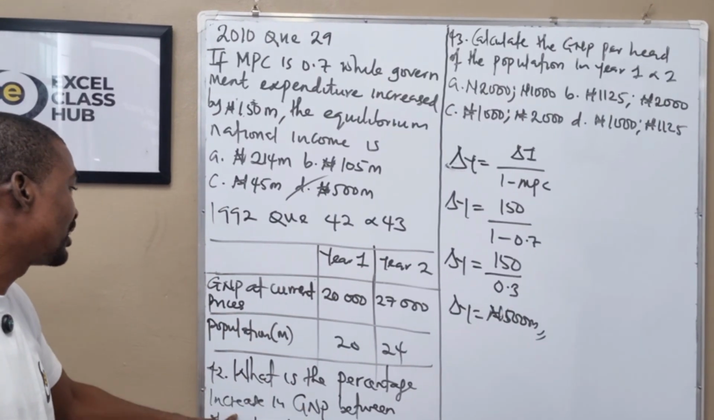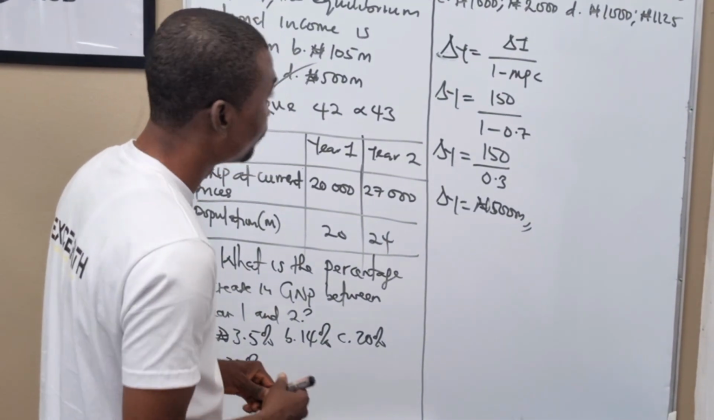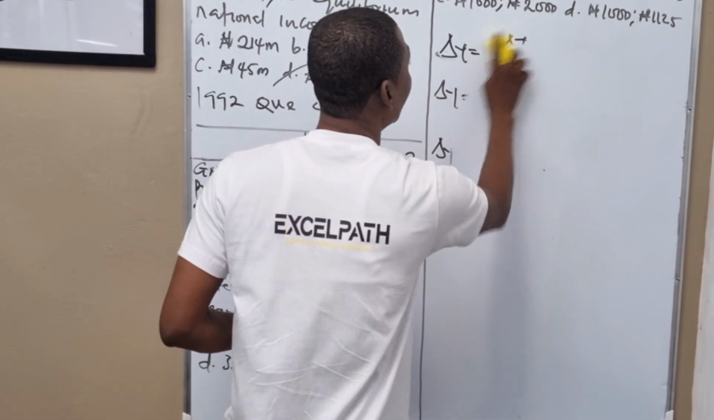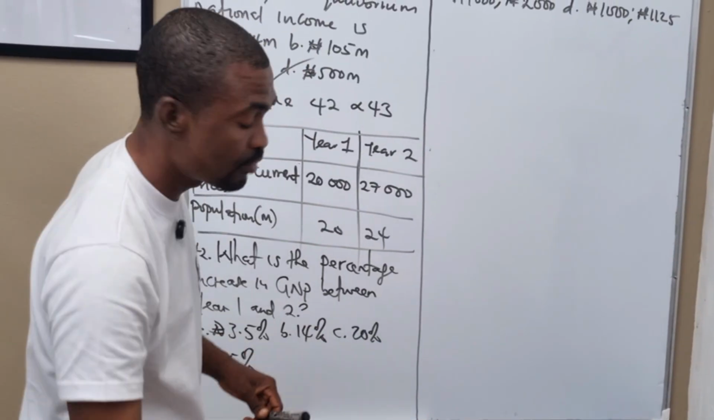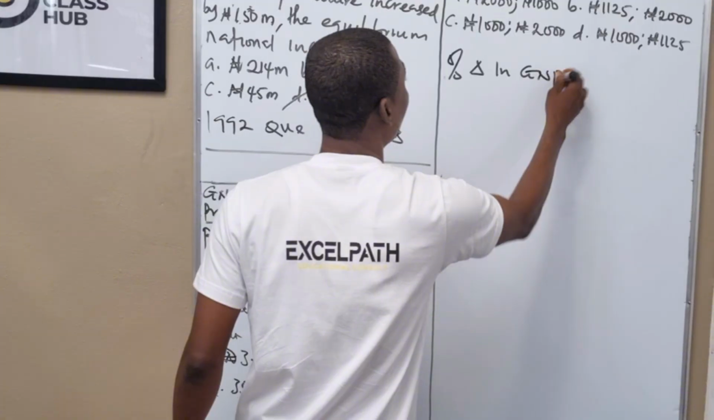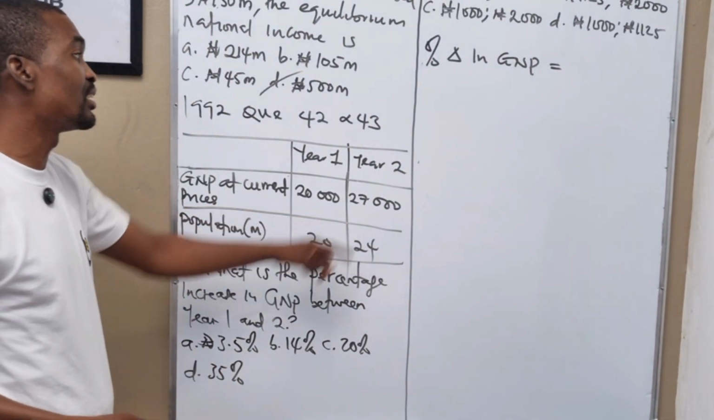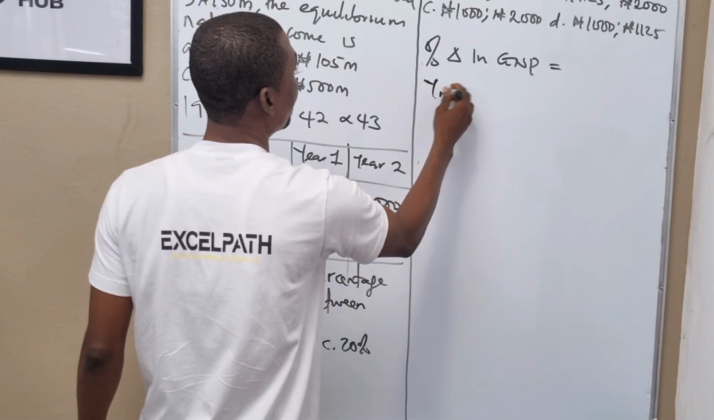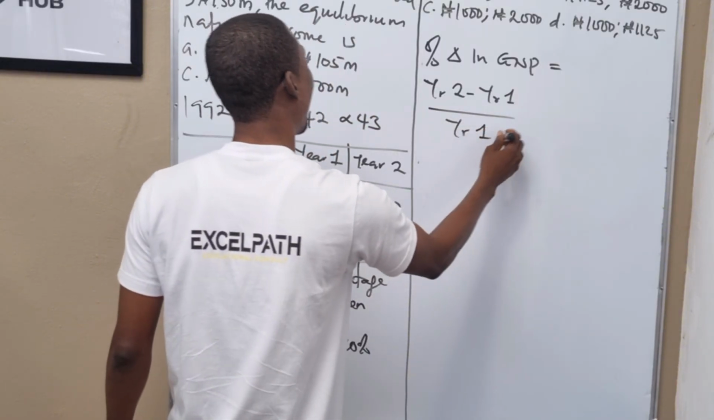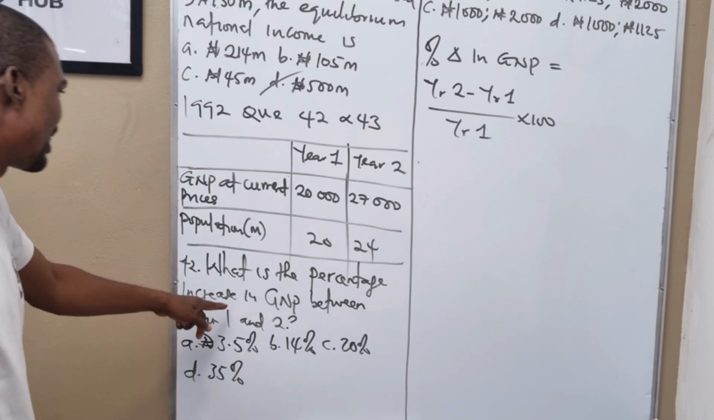42 says, what is the percentage increase in GNP between year 1 and year 2? Percentage increase in GNP. That's what you are asked to calculate. Percentage increase in GNP should be equals to the new GNP, that is year 2, minus year 1 all over year 1 times 100 over 1. Okay? So percentage increase in GNP.